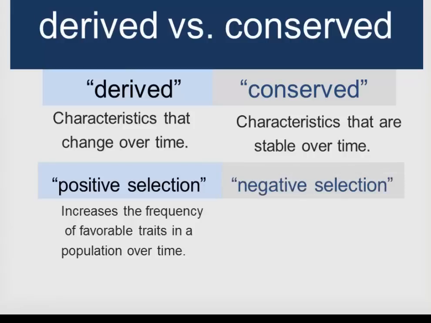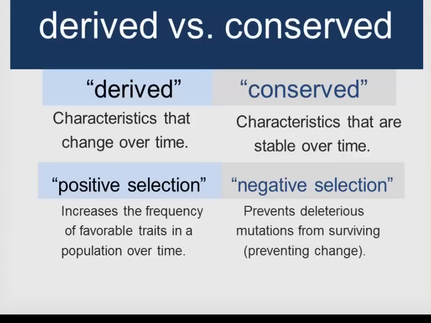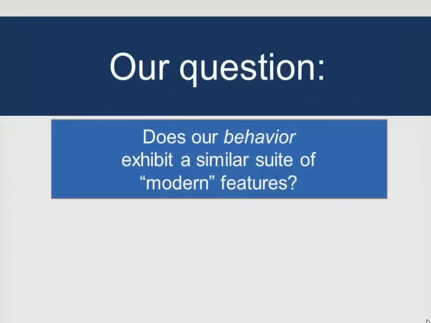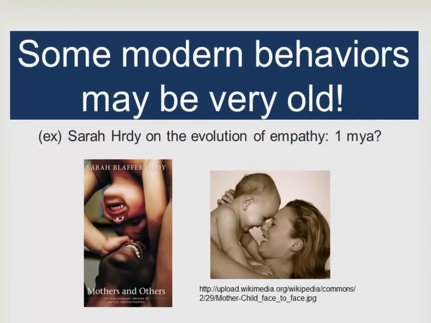And it could be that what we call negative selection maintains that conservation of traits, in that it might prevent any mutations because the ones that are occurring are deleterious and reduce our chances of survival. So our skeletons, our anatomy, and likely our behavior is a mix of older and younger features, some derived or changed from ancestral forms, and others conserved and quite similar to ancestral forms. So our question is, does our behavior exhibit a similar suite of modern features that we can identify in the same way that we can identify the features of anatomical modernity? So can we identify and explain the evolution of human behavioral modernity?